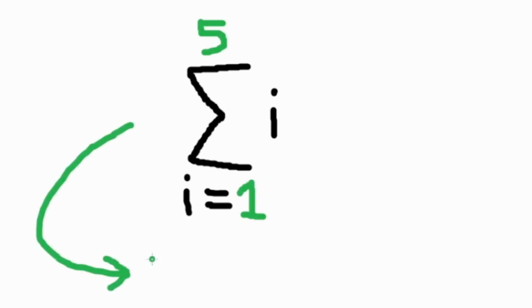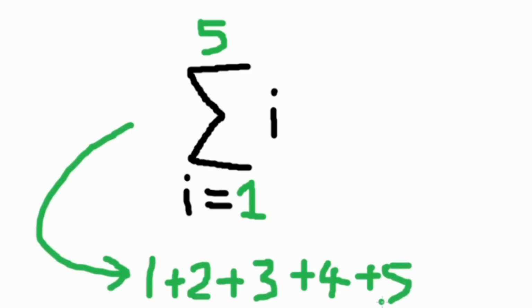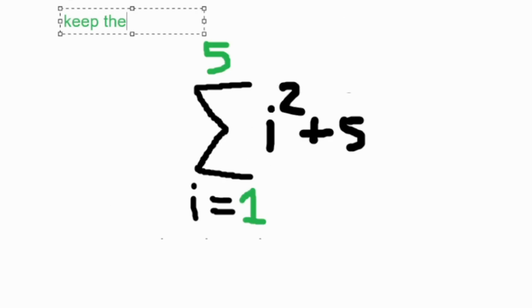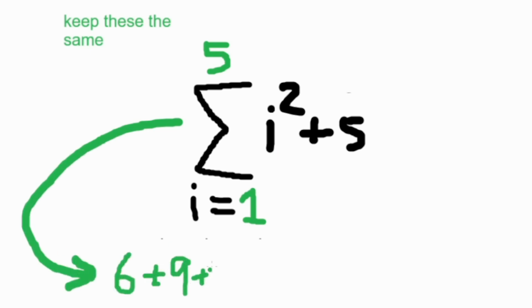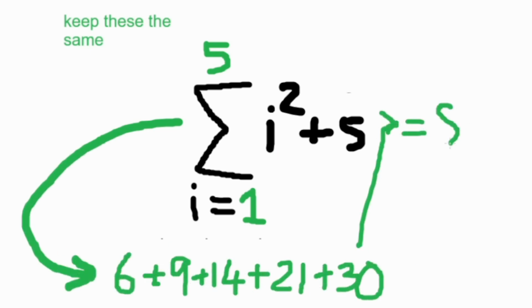So let's imagine that A equals 5 and B equals 1, and we keep I as it is. It produces 1 plus 2 plus 3 plus 4 plus 5 equals 15. Now the special part is that when we change the I on the right to something more goofy, for instance, I squared plus 5, and we keep the other parameters as they were, 6 plus 9 plus 14 plus 21 plus 30 equals 80.